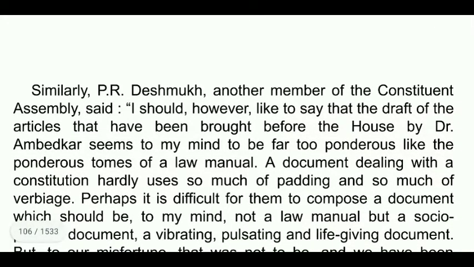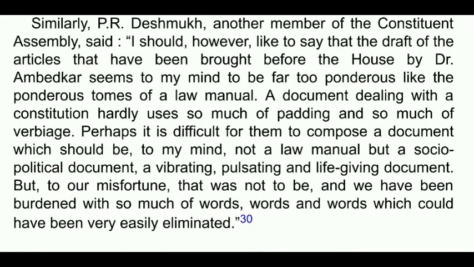Similarly, P.R. Deshmukh, another member of the Constituent Assembly, said, "I should, however, like to say that the draft of the articles that have been brought before the House by Dr. Ambedkar seems to my mind to be far too ponderous, like the ponderous tomes of a law manual. A document dealing with the Constitution hardly uses so much of padding and so much of verbiage. Perhaps it is difficult for them to compose a document which should be, to my mind, not a law manual but a socio-political document, a vibrating, pulsating, and life giving document.